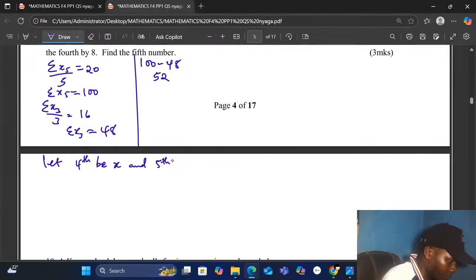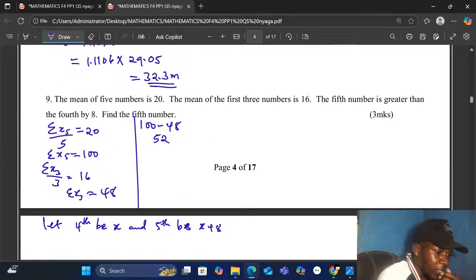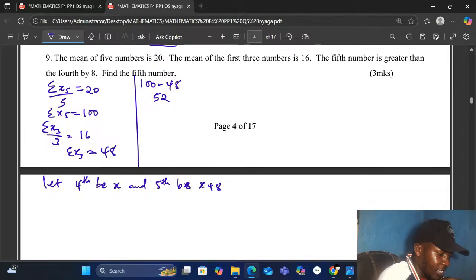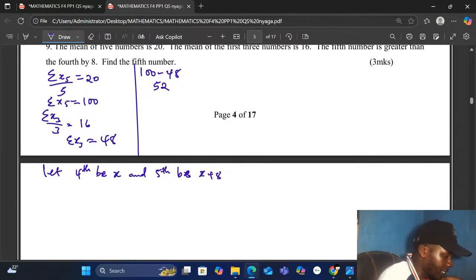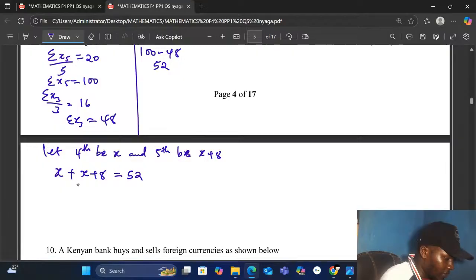and the fifth be x plus 8, because they are saying the fifth number is greater than the fourth by 8. So if the fourth is x, then the fifth is x plus 8. So if we have the fourth, which is x, plus the fifth, x plus 8, we get what? 52. So that we find the value of x.